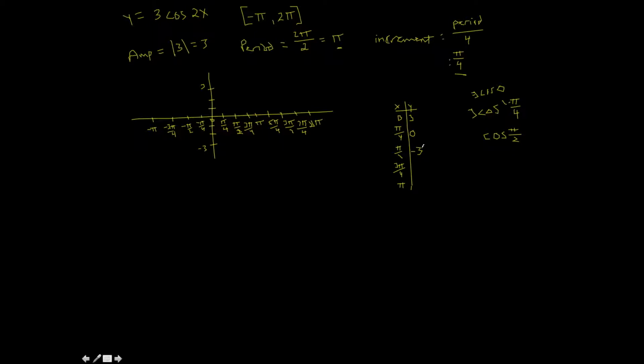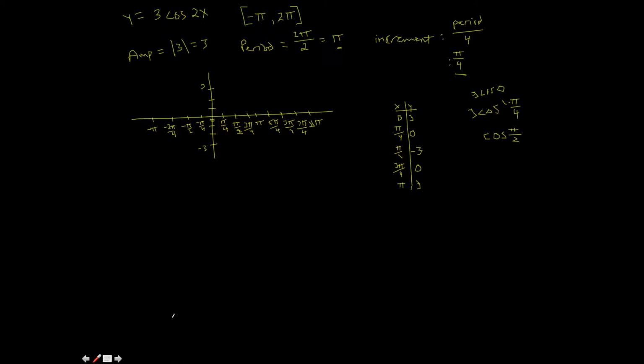Okay? What about 3 pi over 4? 3 pi over 4. Well, that's going to give us 0. And what about pi? Well, the cosine of 2 times pi, which would be 2 pi, the cosine of 2 pi is 1. 1 times 3 is 3. So this is what it looks like over one interval.